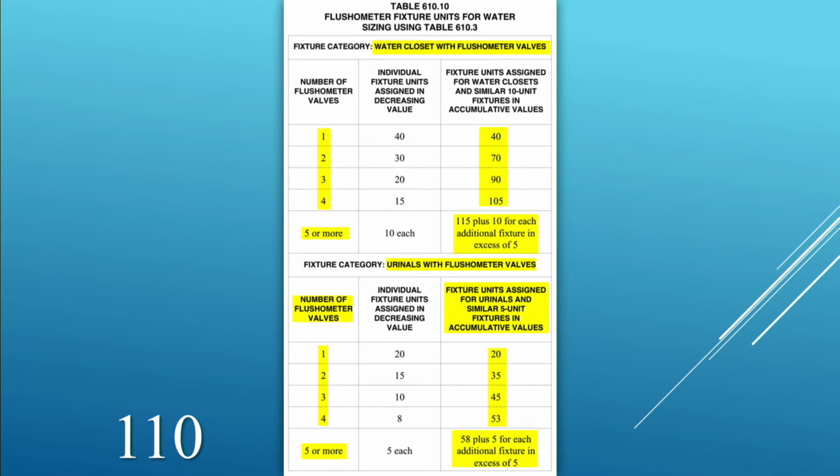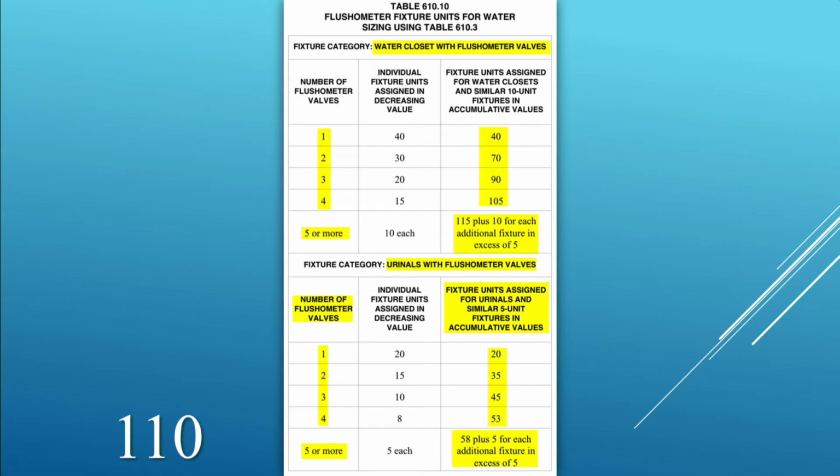Remember, stay out of the middle column. First column, go down to 5. Again, we're at the top. Fix your category, water closet with flushometer valves. 5 are worth a total of 115. You can read the note, but you got to read it all every time. 115 plus 10 for each additional fixture in excess of 5. I didn't have any water closets in excess of 5, so those 5 water closets would be worth 115. Again, I would just say water closets 115.